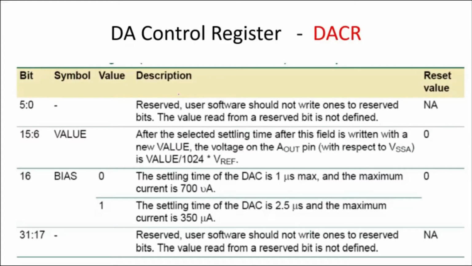So how does this digital to analog control register work? Only one thing that they are interested in: bits. This is a 32-bit SFR, out of which bit 6 to 15 is the place where you have to write the data. So this is the data that you have to write.